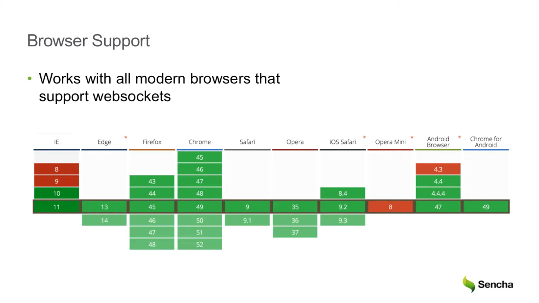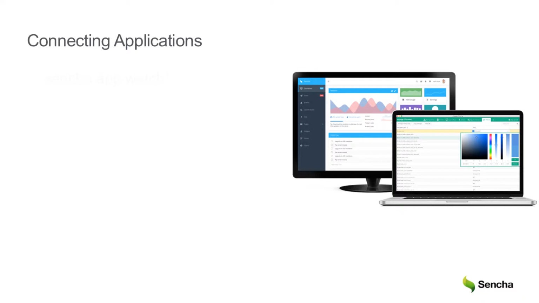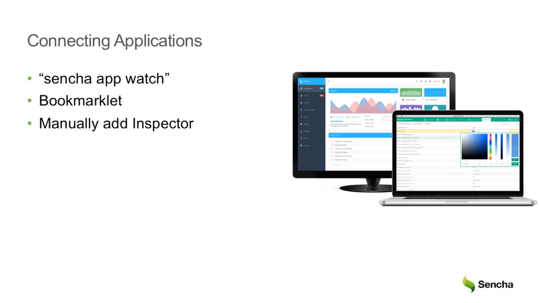To connect to your applications, we need to tell them where to find Sencha Inspector's internal server. Then, open a WebSocket connection between the two. Let's look at several different methods of connecting Sencha Inspector to your applications. You can connect Sencha Inspector to Sencha applications by using one of these three mechanisms: by way of Sencha App Watch, through the use of a Bookmarklet, or by manually adapting your application.